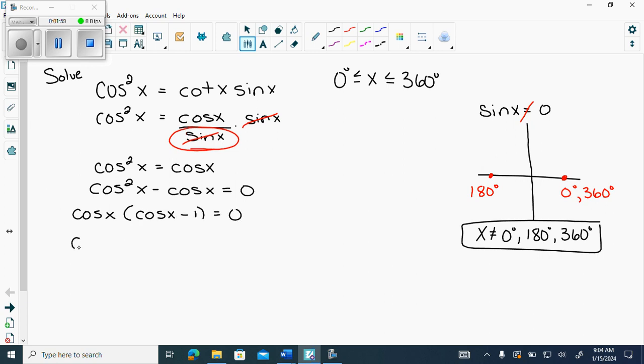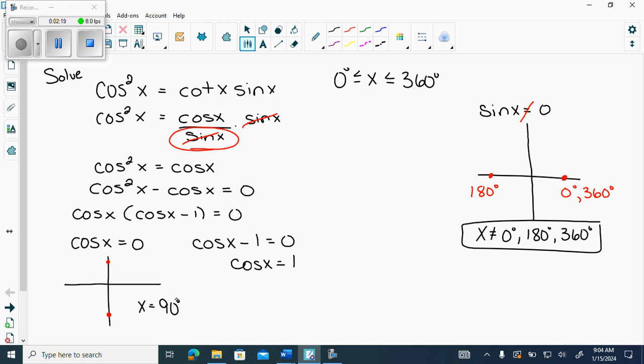I get cos x equals 0. Cos x minus 1 equals 0. Cos x equals 1. So cos x equals 0 when x is 0, which is here and here. So x equals 90 degrees and 270 degrees. And both of those are good.